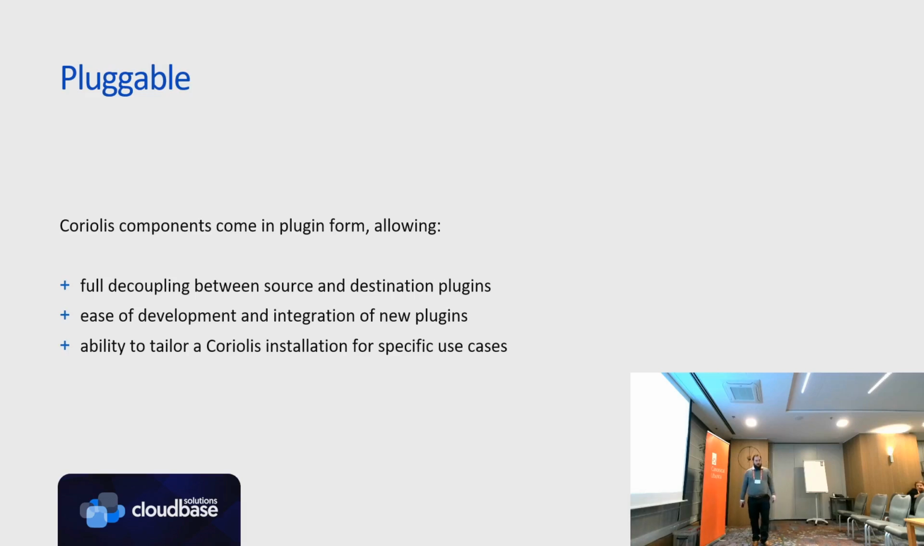When we say Coriolis is pluggable, we mean that all of the cloud support comes in the form of plugins. Whenever we want to extend it, we create either a source or a destination plugin for a cloud provider. After that is created, we can migrate to and from that particular cloud to all the other already supported clouds. So it's fully decoupled, and it's easy to get new support for a public cloud which you might be interested in.